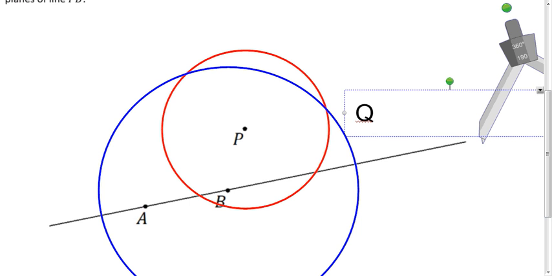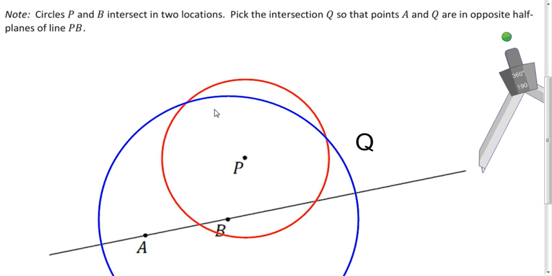And there's 2 points we could have picked, but we picked this one on the right because if we had picked the point on the left, we'd end up with a line that is not parallel, that would go through the first line. And one way you can tell is you want to pick it so that A and Q are on opposite sides of line PB. So A and Q are on different sides. So now if we connect P and Q, we will have a parallel line.